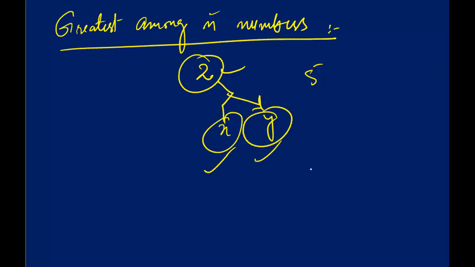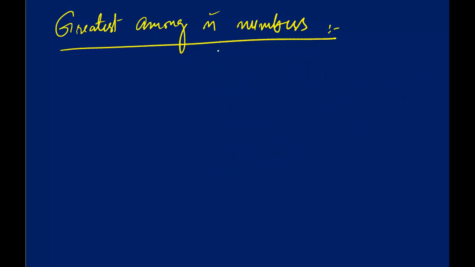In this case, I will consider I have to find greatest among 5 numbers. So the value of n here will be 5. So I will start with this flowchart where I have to find greatest among n numbers, where n is equal to 5 this time. So I have to find greatest among 5 numbers. So I will start.